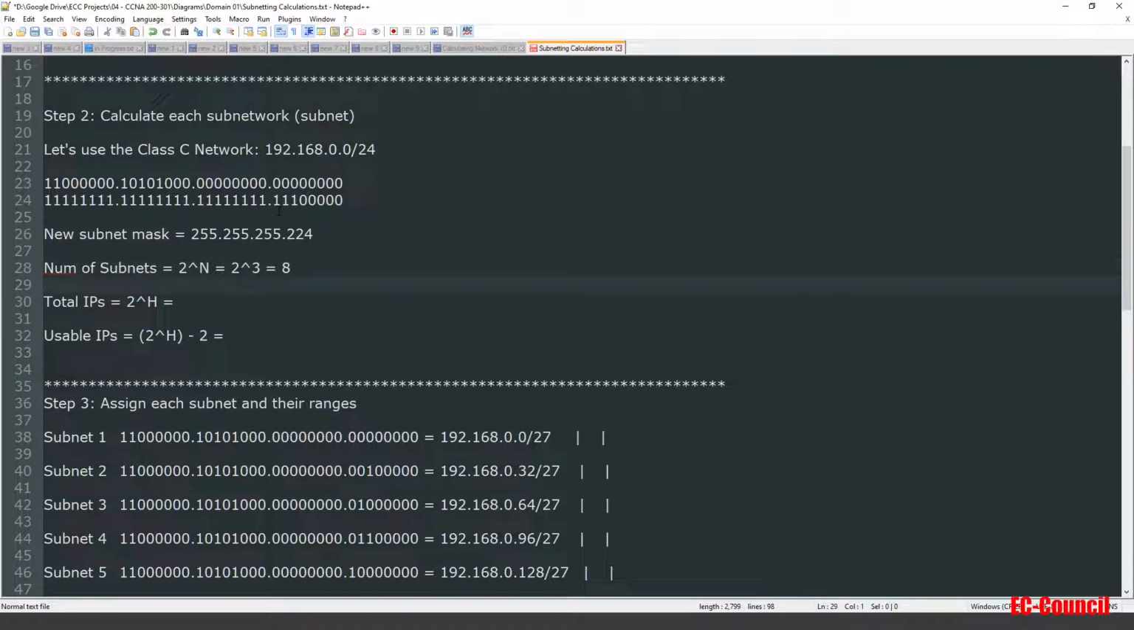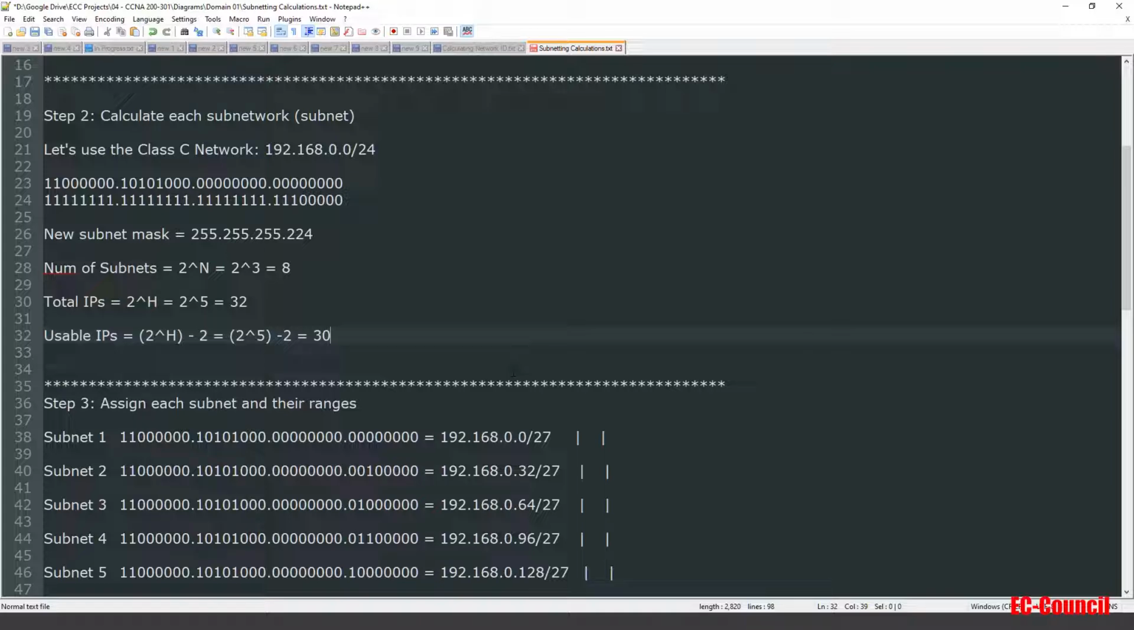And if we use these 3 bits for our network, then the remaining 5 bits will be for host. So let us work out our calculation here once more, which will be 2 to the power 5, which is equal to 32, and we need to calculate usable IPs. So we have 2 to the power 5 minus 2, which is equal to 30. So our formula is actually perfect now.